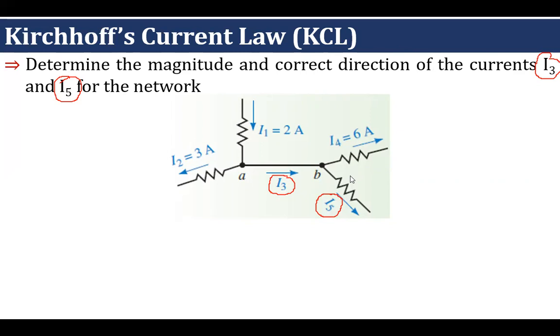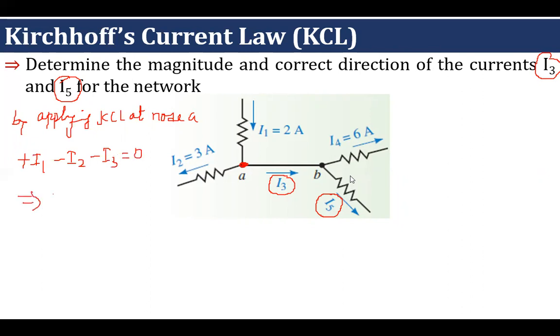So let's firstly consider node A. I can write, by applying KCL at node A: I1 is the incoming current, so plus I1. I2 is outgoing current, so minus I2. I3 is outgoing current, so minus I3 is equal to 0. So I can easily write I3, since it is the unknown quantity we have to calculate, equal to I1 minus I2.